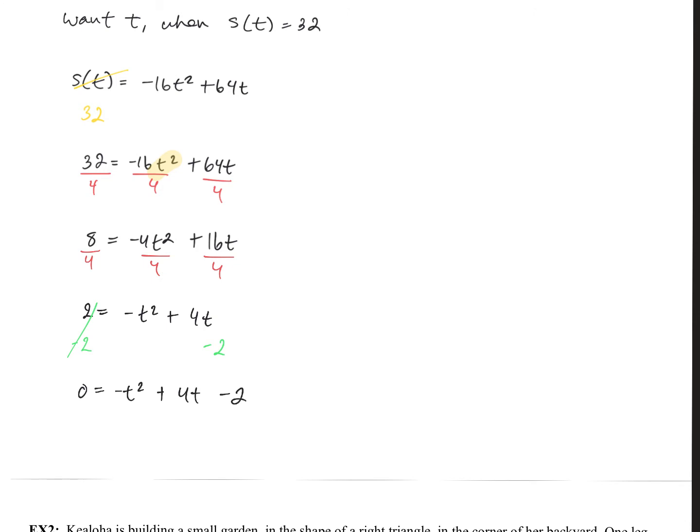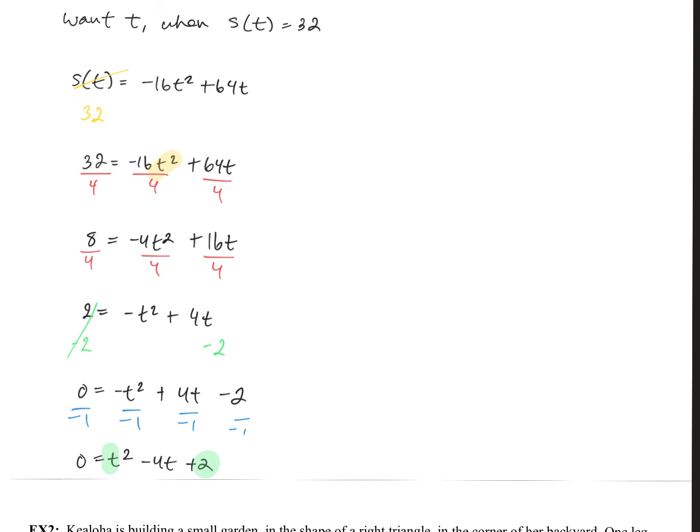I don't like the negative in front of my t squared, so let's go ahead and divide everything by negative 1 to get rid of that. And I'm left with 0 equals t squared minus 4t plus 2. I don't believe there's a way to factor this. I don't know factors of 2 that can give me a 4, since 2 only has factors of 1 and 2. So because I can't factor it, I can either do completing the square, or I can do the quadratic formula.